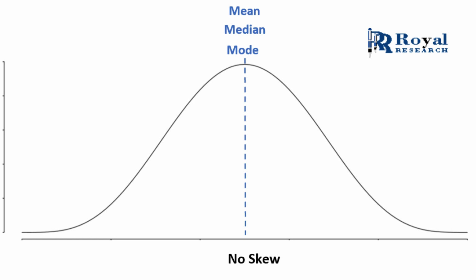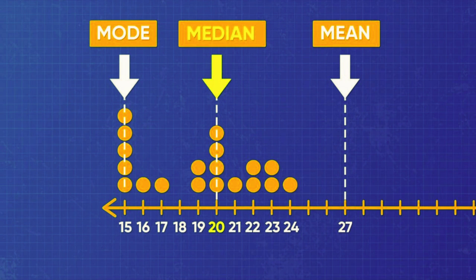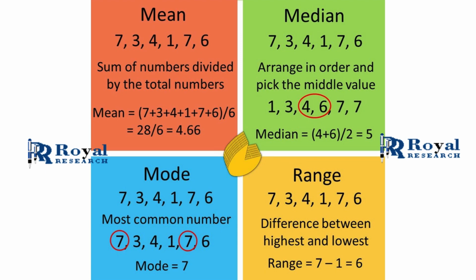Let's delve into the world of statistics to understand what mean, median, and mode are and how they are used. Mean. The mean is a measure of central tendency in statistics. It is also commonly known as the average.